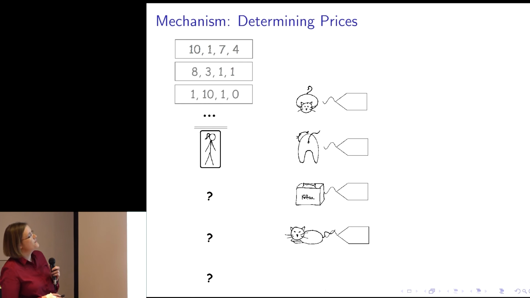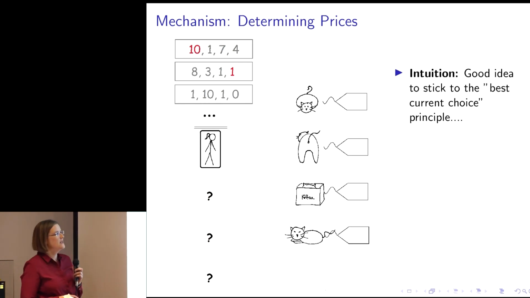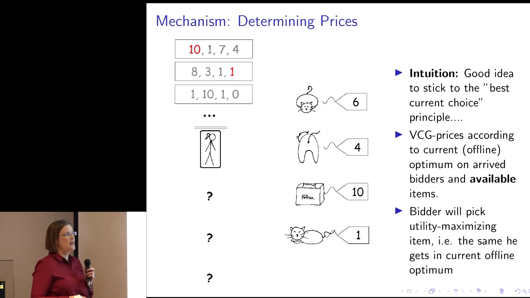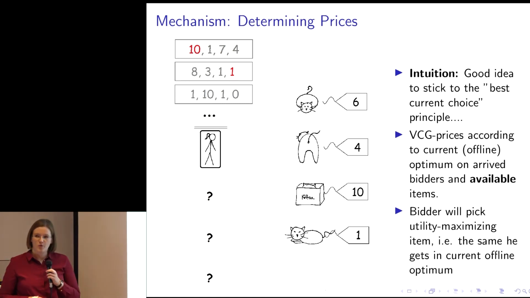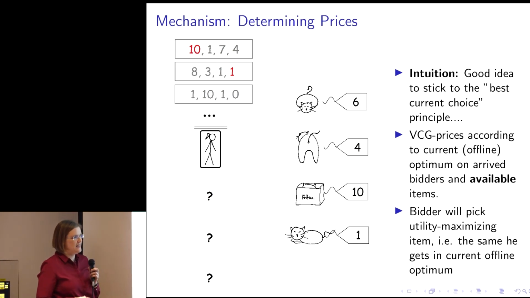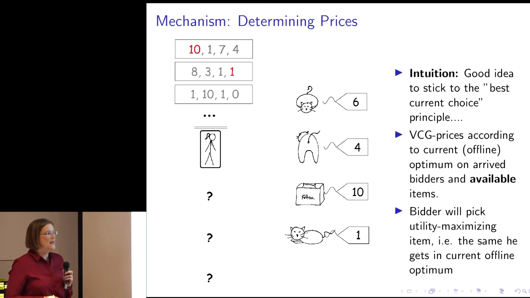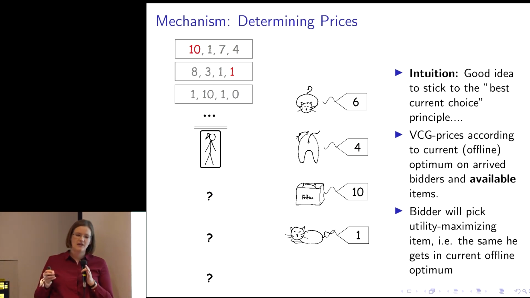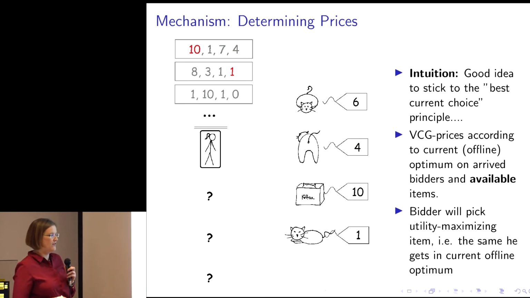Now after that, we will have to determine prices. And it would be nice if we still do it like with the best matching. We are going to use VCG prices. VCG prices are very nice in this regard because they just incentivize people to purchase what we want them to purchase to maximize social welfare. We just use that. We put VCG prices on the cats according to the bidders that have arrived, and of course the set of cats we still have. Now the bidder will pick a utility maximizing item.